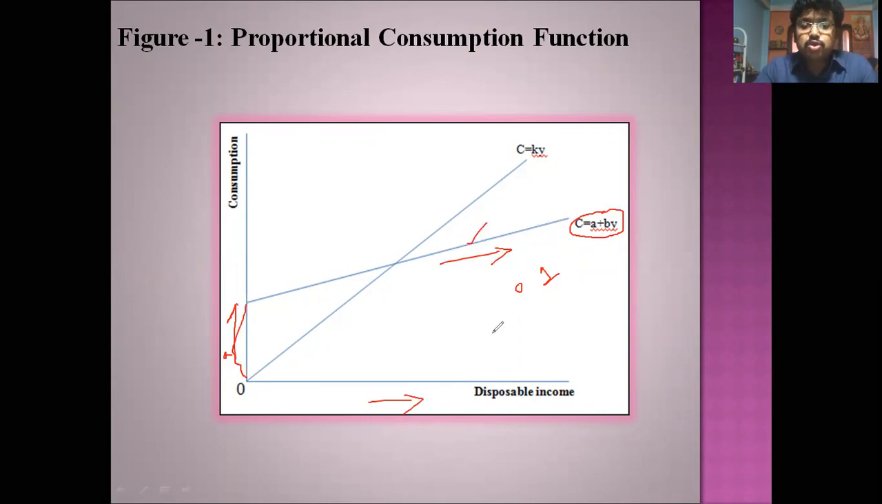Now the average propensity to consume, APC, is equal to C by Y. The average propensity to consume will decline as income increases. How? Look, on the consumption curve, if we take a point here and join it with the origin, then we have the slope of this line.